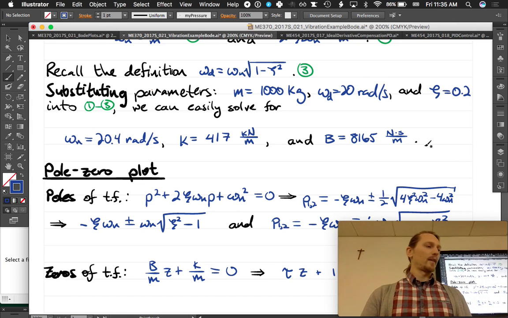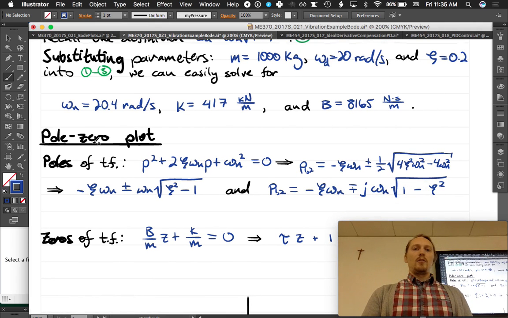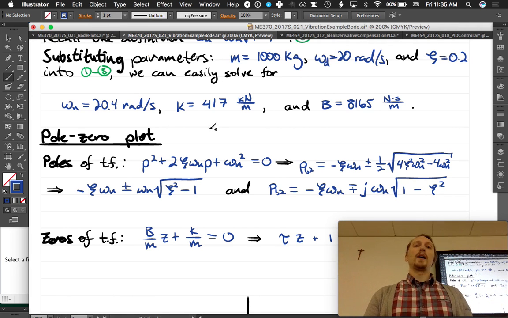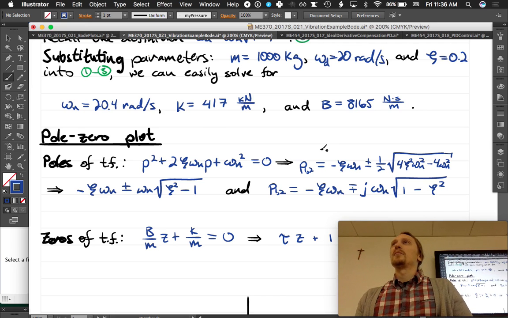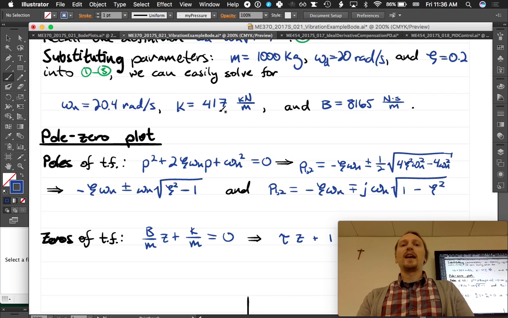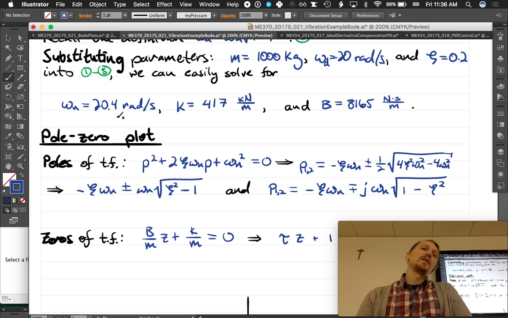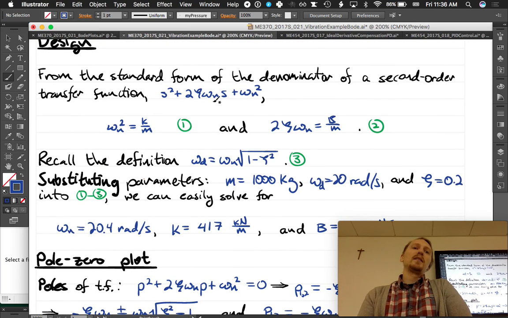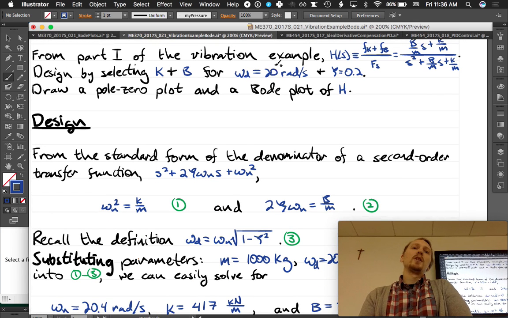Okay. Poles of the transfer function. So we're going to find the pole-zero plot. So what did we learn when we solved for omega n, k, and b? We're meeting our design requirements by selecting our k to be this and our b to be this, right? We found out that our natural frequency is 20.4 radians per second, which just came along for free. We didn't need to find that, but it's nice to know what the natural frequency is, although we knew it was going to be close to the damped natural frequency. 20.4 is pretty close to 20.